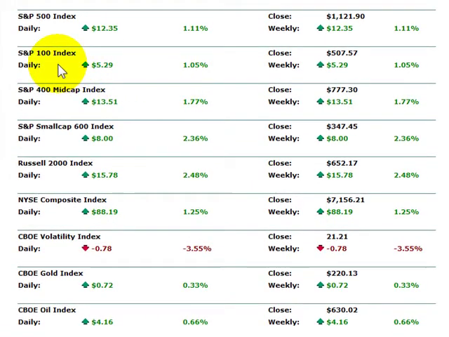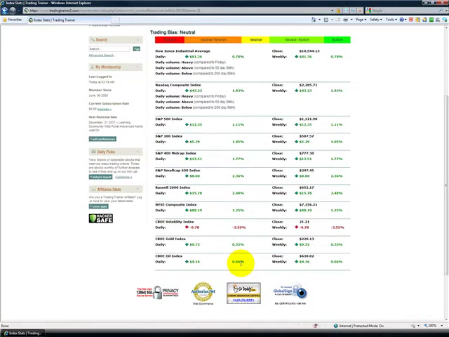Moving on to our secondary indexes, the 100 best stocks out there, shown by the S&P 100, gained 1.05%. Mid cap, shown by the S&P 400, gained 1.77%. Small caps, shown by the S&P 600 and the Russell 2000, two different perspectives on small caps, gained 2.36 and 2.48% respectively. New York Stock Exchange Composite Index gained 1.25%. Volatility dropped 3.55%. We're down to 21.21. Gold gained 0.33%. Oil 0.66%.